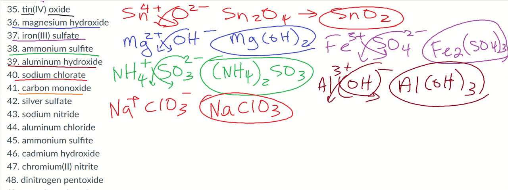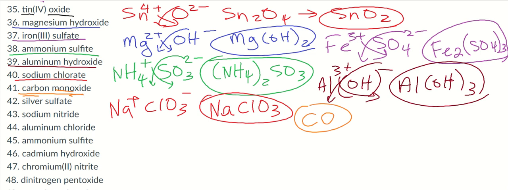Carbon monoxide, 2 nonmetals, carbon and oxygen. Use the prefixes. Carbon doesn't have a prefix, so that implies it's 1. Usually, not always. Oxygen has 1 also, so there it is. Mono means 1.